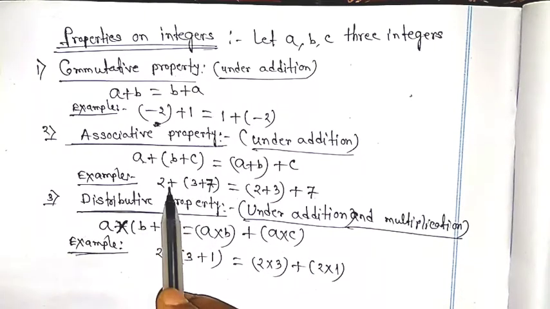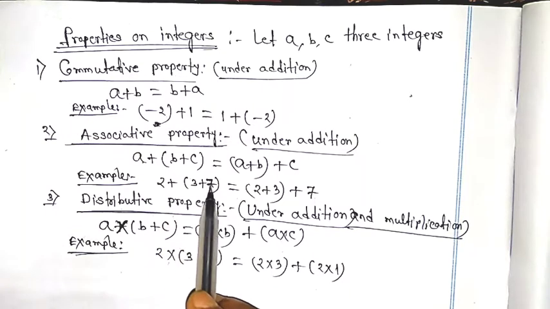For example, suppose we take three integers 2, 3 and 7. So according to the associative property, first we add 3 and 7, then what do we get? 3 plus 7.